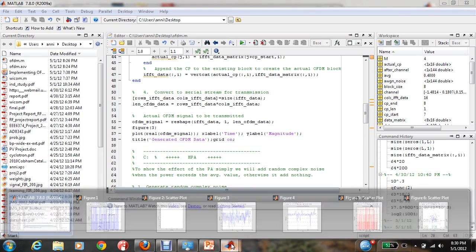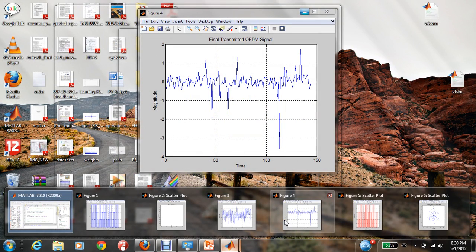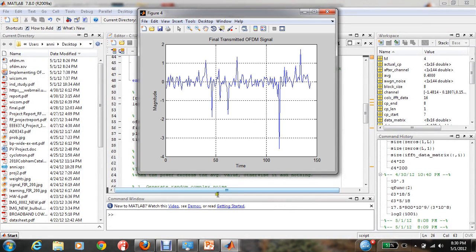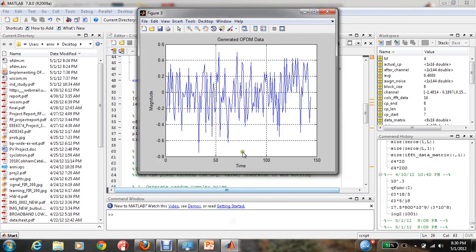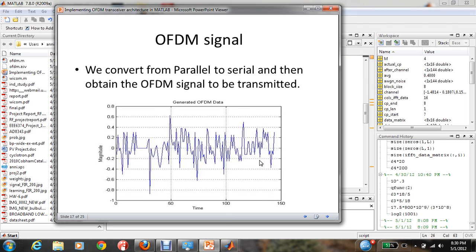and then the actual OFDM to be transmitted is obtained by this code. This is a plot which is being used to show the generated OFDM data, and this has been inserted in my PowerPoint presentation as well. And this is just a theoretical explanation of what I just explained in MATLAB, and this is the mathematical formula for performing IFFT. And this is the OFDM after we convert from parallel to serial. This is the OFDM data which is obtained.